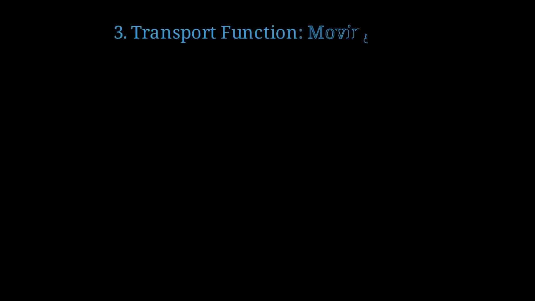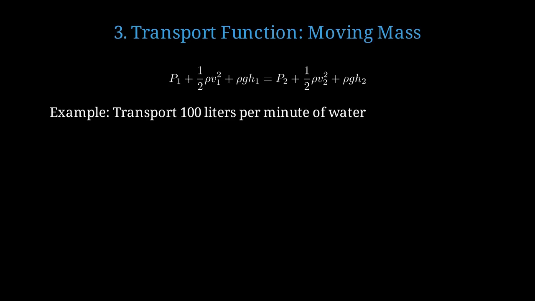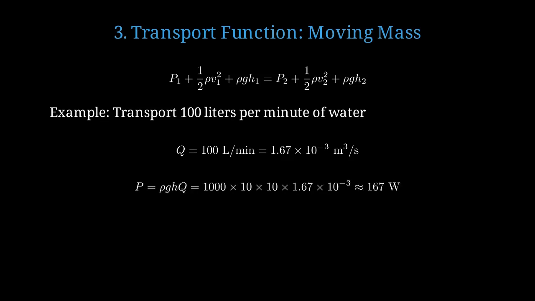Let us examine the transport function in detail, starting with moving mass through systems. The Bernoulli equation governs fluid transport, relating pressure, velocity, and height at different points in a flow system. Consider a practical example. We need to transport 100 liters per minute of water up 10 meters. The volumetric flow rate is 100 liters per minute, or 1.67 times 10 to the minus 3 cubic meters per second. The minimum power needed is density times gravity times height times flow rate, giving approximately 167 watts.